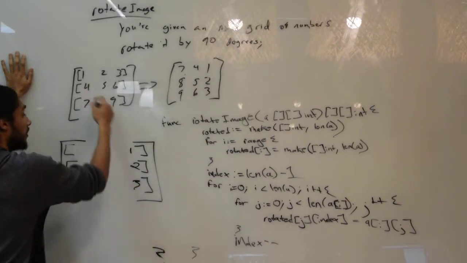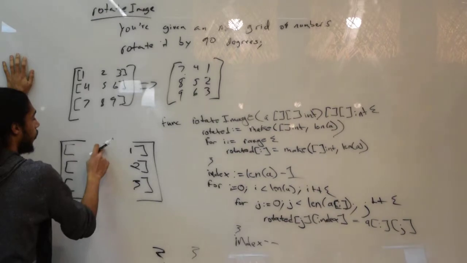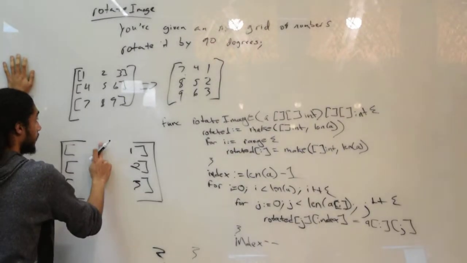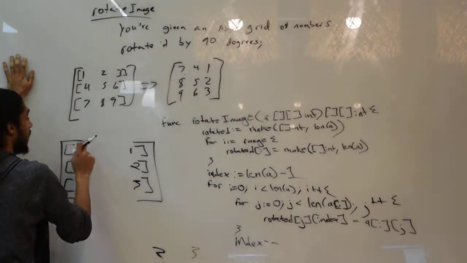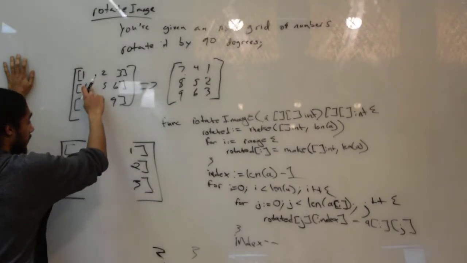Then it's going to come down here. It's going to minus 1 from the index. Index is now equal to 1, the middle column. But J is now equal to 0. So what's going to happen is it's going to go here and say, okay, 4.